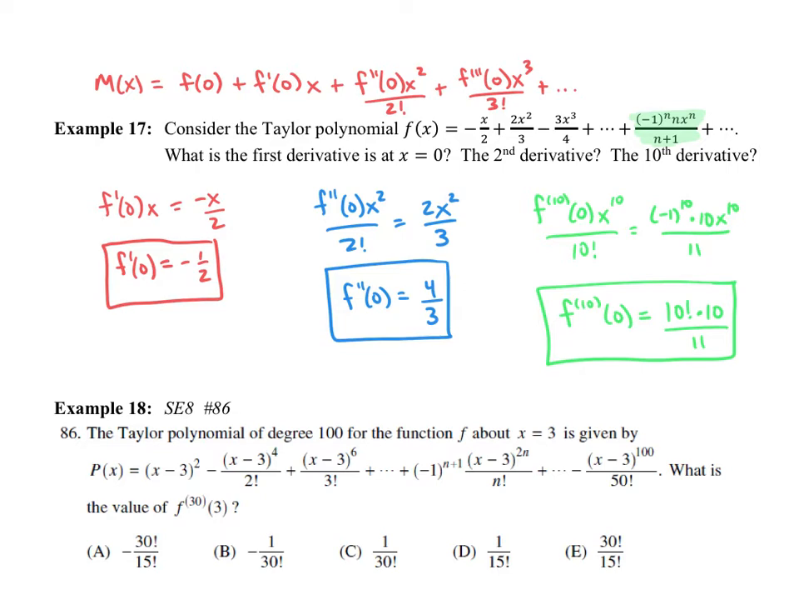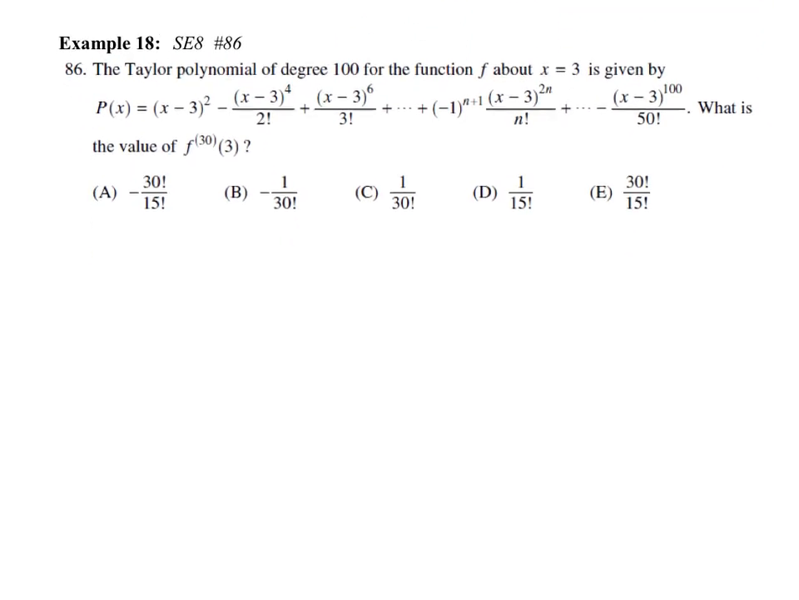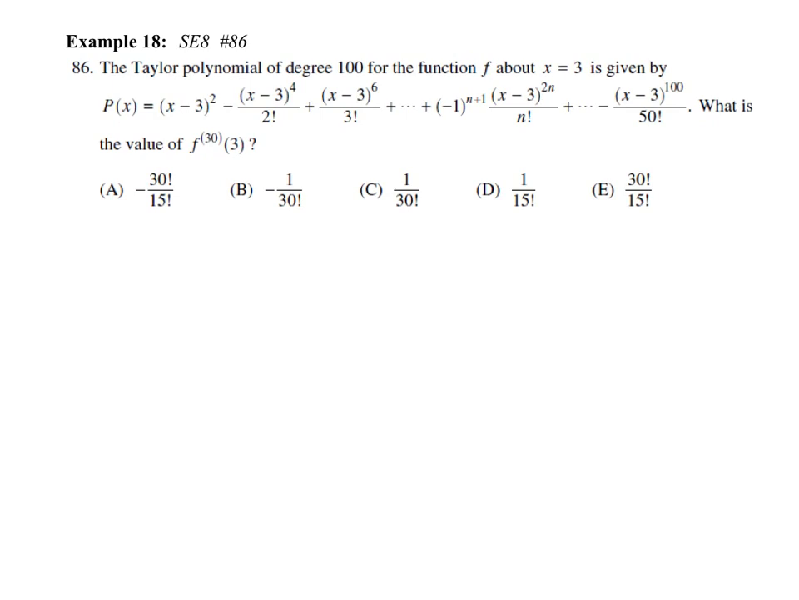All right, let's take a look at number 18. We have a Taylor polynomial of degree 100, and this function is about 3, which means it's centered at 3, and we want to look for the 30th derivative at 3. So again, this is sort of like that last one where we're looking at an extreme derivative, and we want to look towards the general term of a Taylor centered at 3, which would be the 30th derivative at 3 multiplied by x minus 3 to the 30th power divided by 30 factorial.